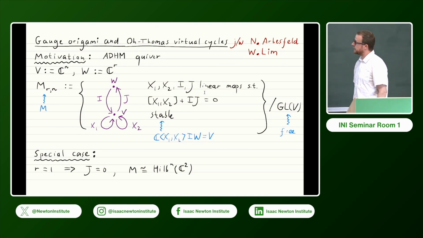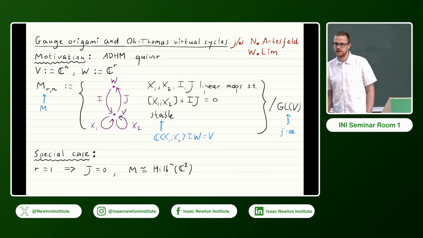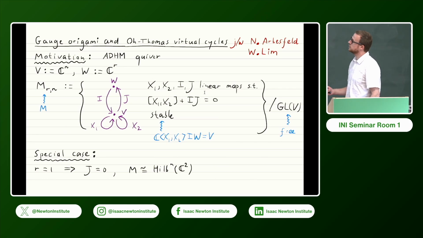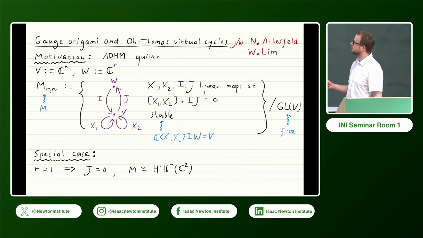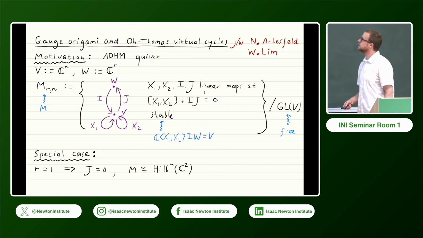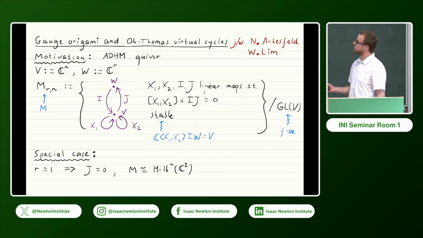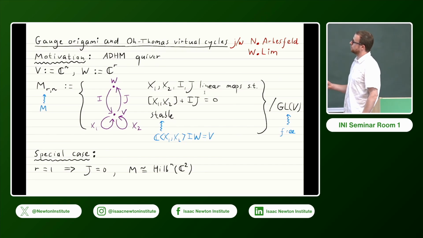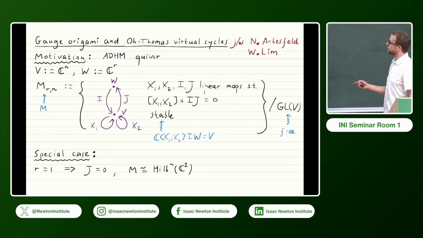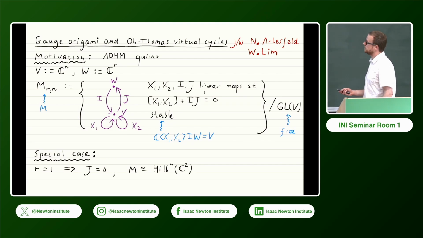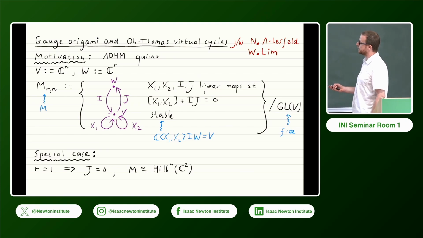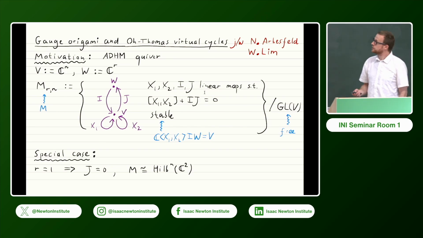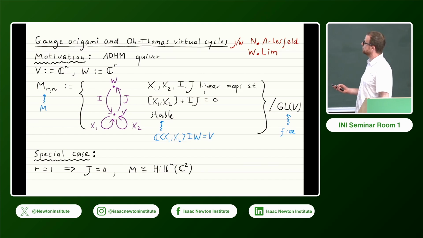So the traditional ADHM quiver plays an important role in gauge theory and enumerative geometry. So what is it? So we'll be fixing an n-dimensional complex vector space V and an r-dimensional complex vector space W. And we'll look at the following quiver drawn here. So we have a vertex with W, a vertex with V. We have one ingoing arrow I and one outgoing arrow J, and then these two loops x1 and x2. So representations of this quiver are just linear maps, x1, x2, I, J, between these vector spaces.